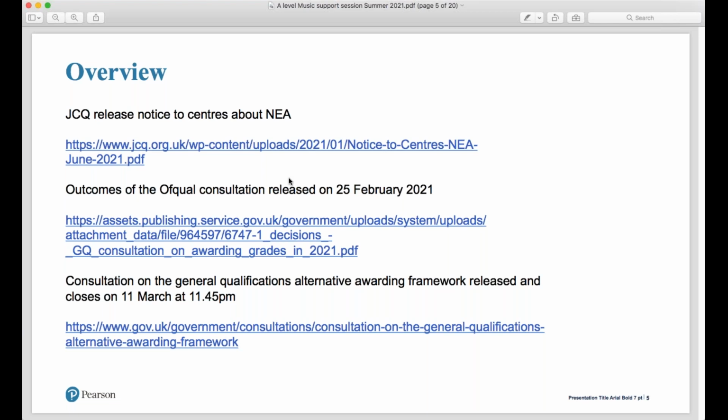Then on the 25th of February, the outcomes of the Ofqual consultation were released, and there's a link through to those outcomes as well. On that day, Ofqual also released a further consultation, which is on the General Qualifications Alternative Awarding Framework. That's currently open and will close on the 11th of March, and there's a link through to that consultation as well. That sets out the details of the framework that will be in place to allow qualifications to be awarded this summer. So do look at that and give feedback on that consultation if you would like.